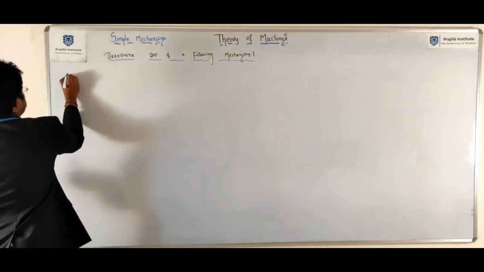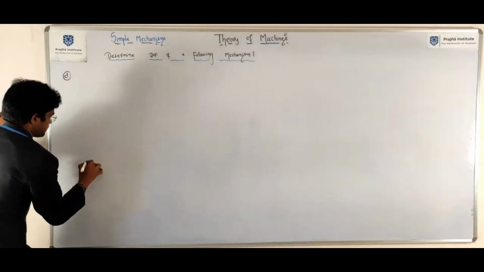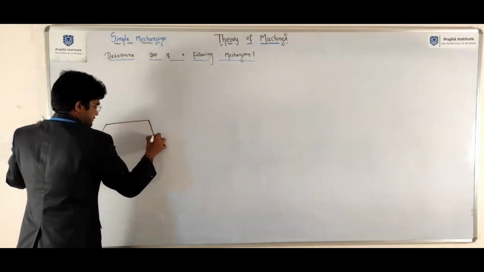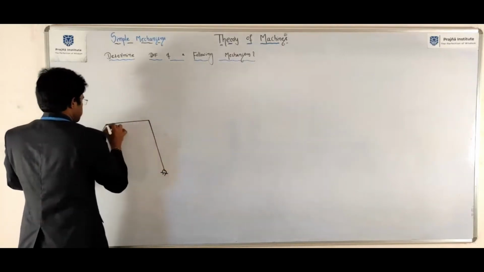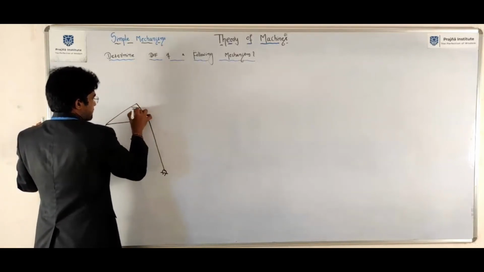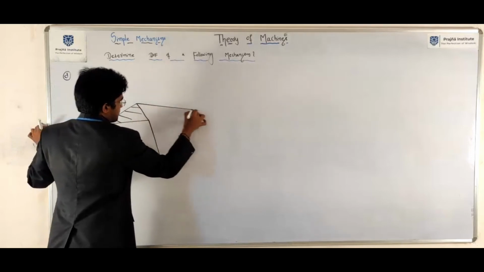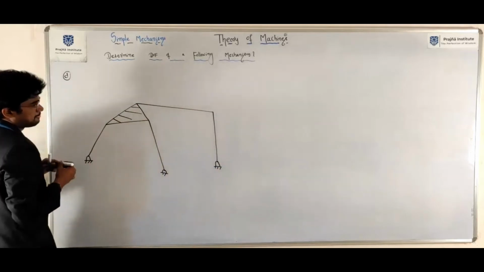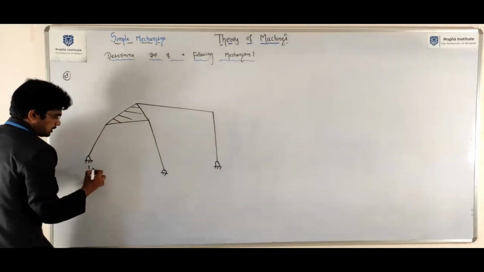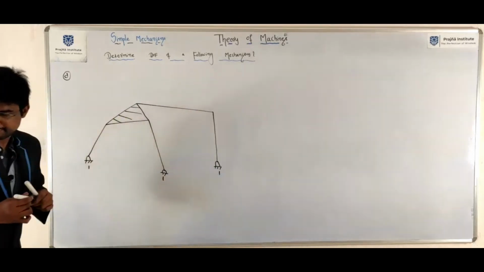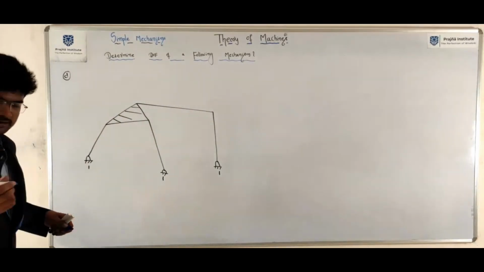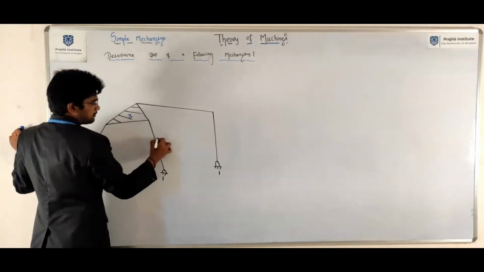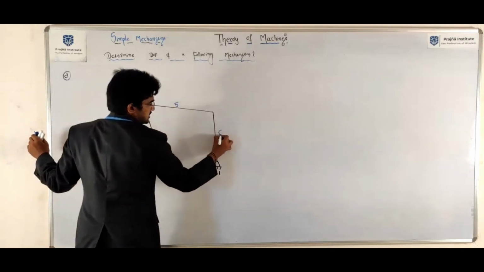So now D. It is a 6 bar mechanism. First keep 1 here. Done. It is 1, 2. It will be 3, 4, 5, 6.